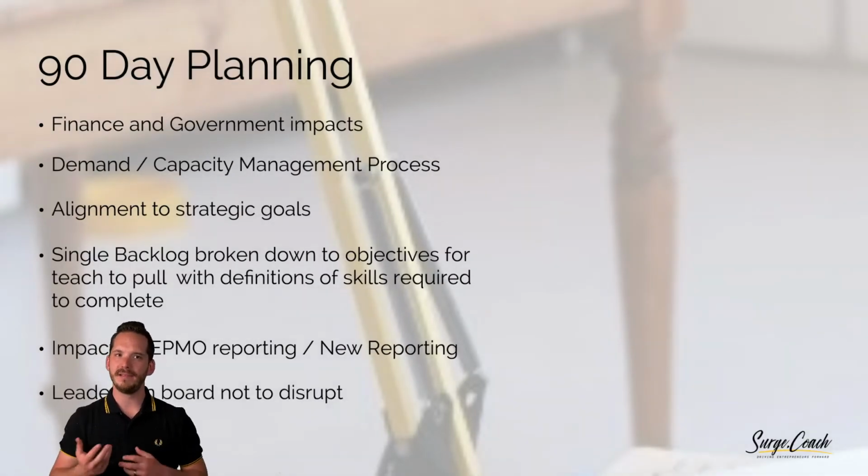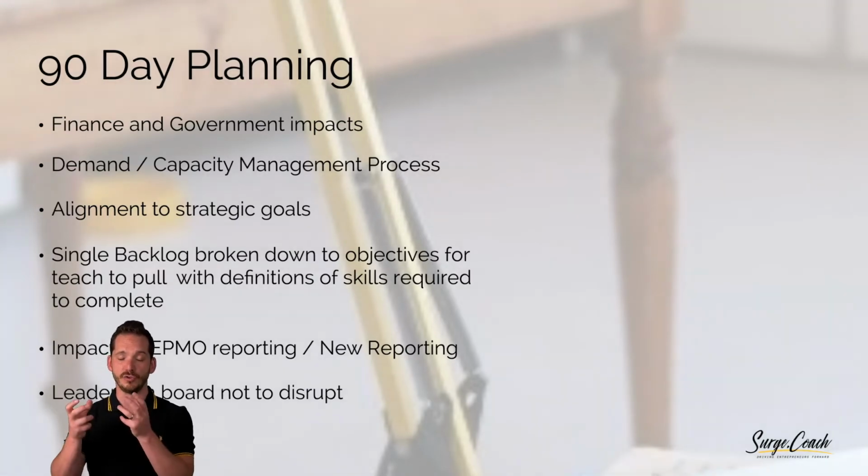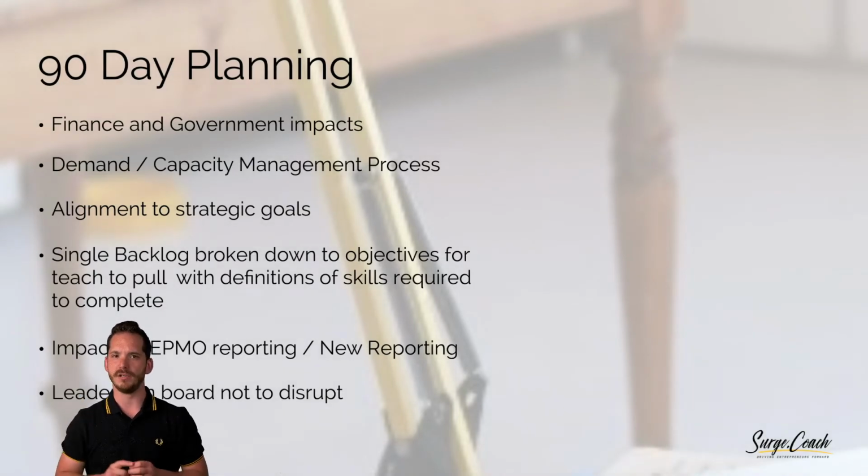The 90-day planning, think of your finance and your government impacts. Make sure you do your demand and capacity management process. Align to strategic goals. You want those on board as well. You want a single backlog. You don't want multiple backlogs, and you don't want backlogs that are already predefined for certain teams. It makes no sense. It's a lot harder that way. Look at the impacts on EPMO reporting. Just a heads up for that, because if you don't get your reporting aligned, you'll be told you're useless.